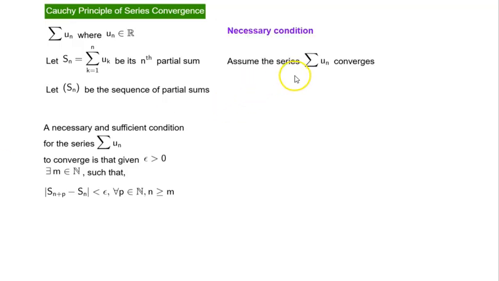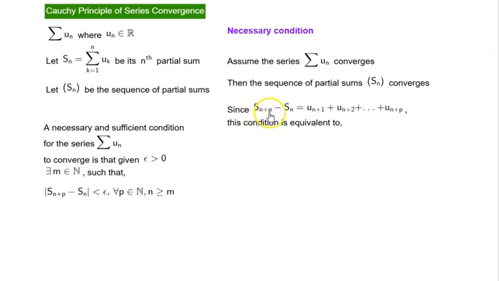Now assume the series U sub n converges. Then the sequence of partial sums converges. Since S sub n plus p minus S sub n is equal to U sub n plus 1 plus U sub n plus 2 plus ... plus U sub n plus p. If we subtract these two partial sums, we get this.